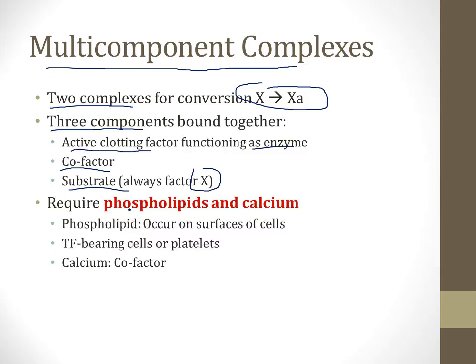Both of the two complexes require phospholipids and calcium to function. The fact that they require a phospholipid means that their reactions will occur on the surfaces of cells. So these two complexes work either on the surfaces of tissue factor-bearing cells or on platelets. And they both require calcium because calcium is a cofactor for both of these complexes.